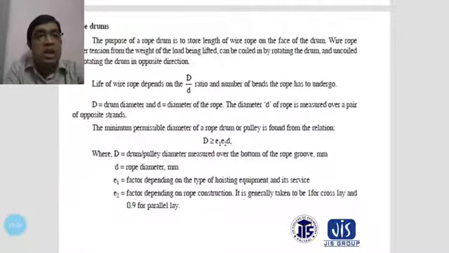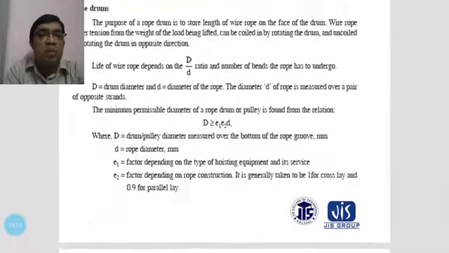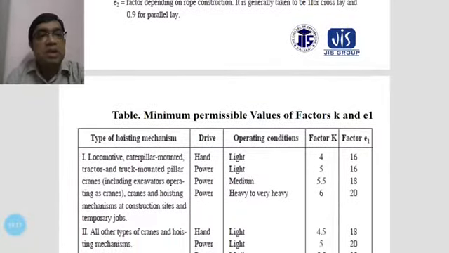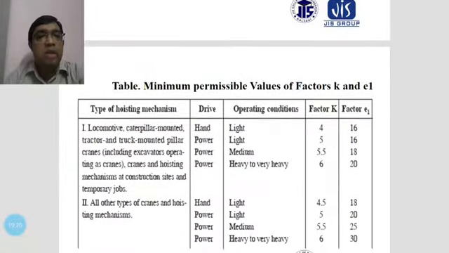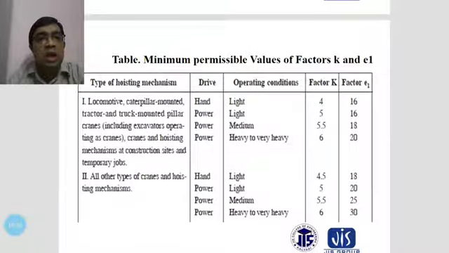It is generally taken to be 1 for cross lay and 0.9 for parallel lay, also applied to the rope drums. This will be the maximum permissible value for the factor K and E1, and you can see that the table gives values for locomotive, caterpillar mounted tractors, and truck mounted cranes including excavators operating as a crane.